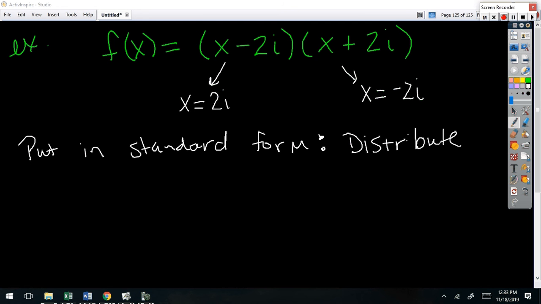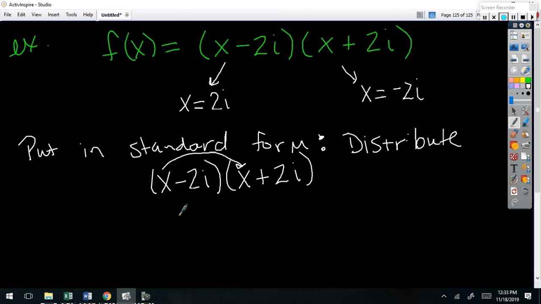So here's what we're going to do. We're going to take this and we're going to distribute through. Okay? Let's do it. And I gave you this one to start with for a particular reason. You'll see why in just a minute. All right. X squared, that's exactly right. Plus 2ix.